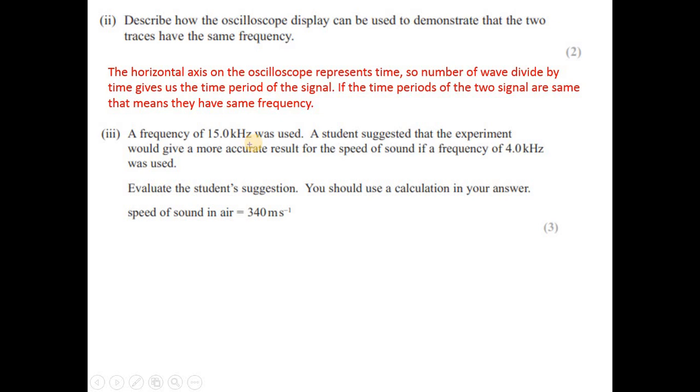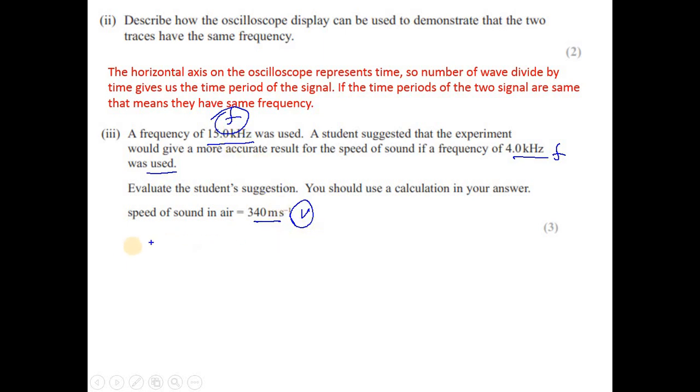A frequency of 15 kilohertz was used. A student suggested that the experiment would give a more accurate result for the speed of sound if a frequency of 4 kilohertz was used. Evaluate the student's suggestion. You should use a calculation in your answer. The speed of sound in air is 340 meters per second. So what do we do? We are given a speed and we are given frequencies.